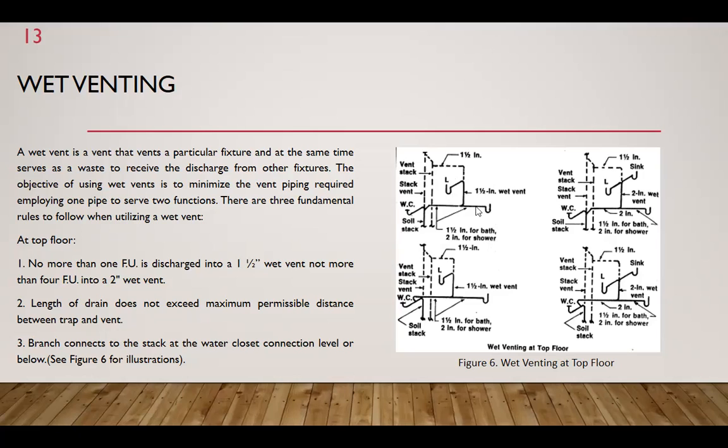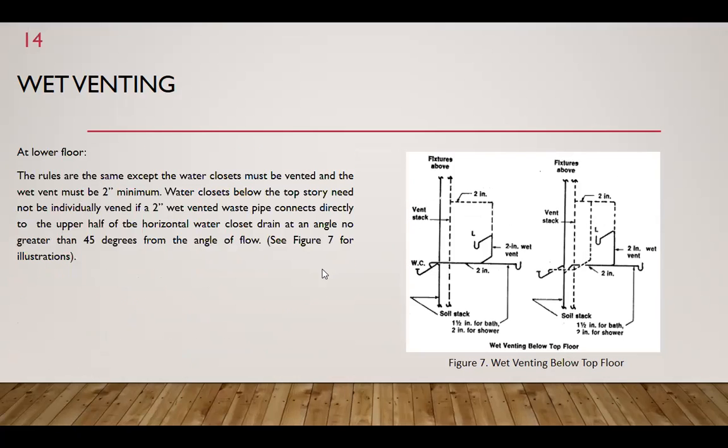Para dito. Okay? At the lower floor, the rules are the same except the water closet must be vented and the wet vent must be 2 inches minimum. Water closets below the top story need not be individually vented if a 2-inch wet vented pipe connects directly to the upper half of the horizontal water closet drain at an angle no greater than 45 degrees from the angle of flow. See figure 7 for illustration.